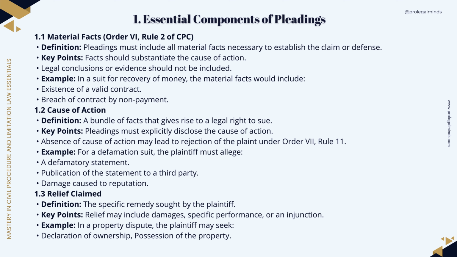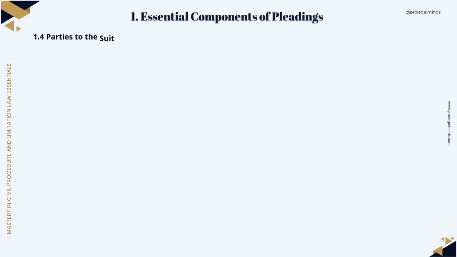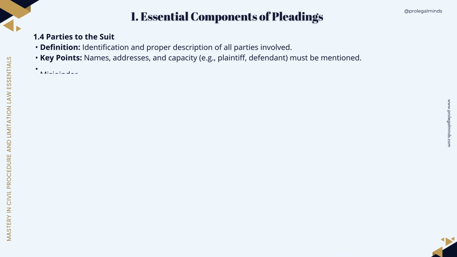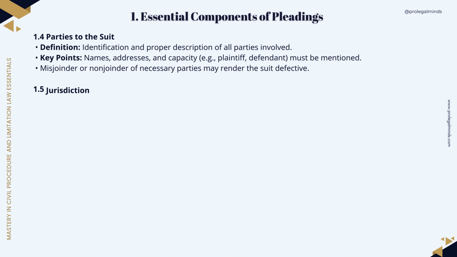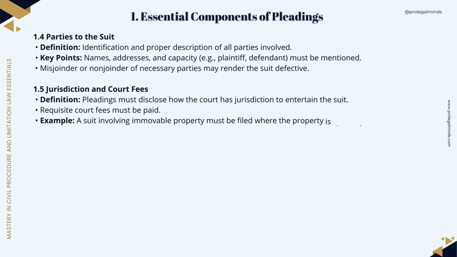Relief claimed. Pleadings must specify the remedy sought, such as damages, specific performance, or an injunction. Example, in a property dispute, the plaintiff may seek a declaration of ownership or possession of the property. Parties to the suit. Pleadings must clearly identify all parties involved, including their names, addresses, and capacities, e.g., plaintiff or defendant. Misjoinder or non-joinder of necessary parties can render the suit defective.